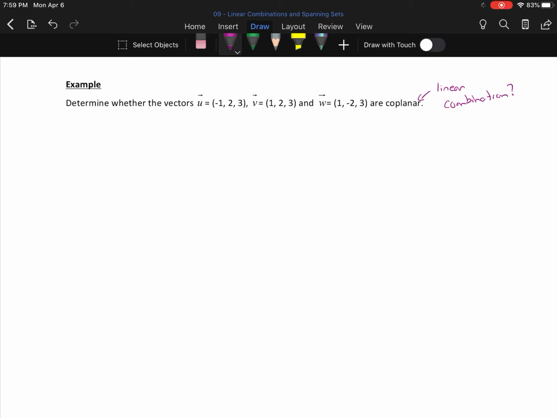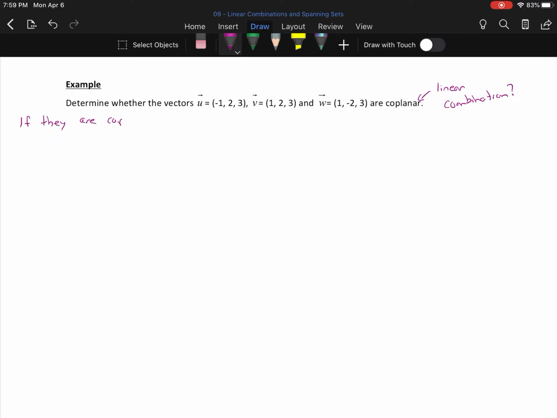If I can make a linear combination, they'll be coplanar. If I can't, it won't work. You say, well, why would it not work? That third equation check won't check out. So this is the exact same question I was just working on. It's just we don't know going in that it's going to work.